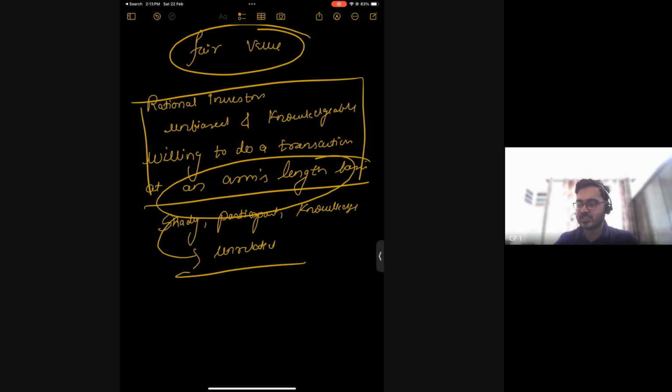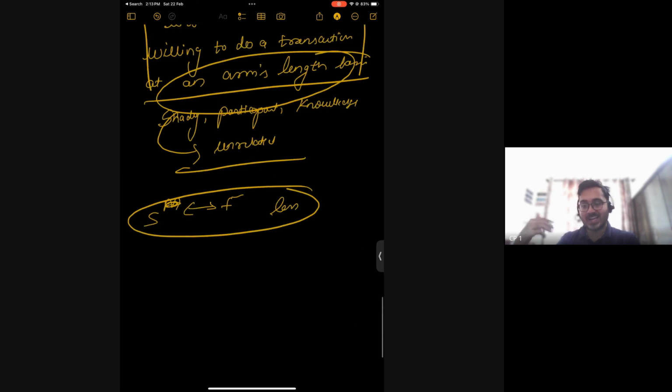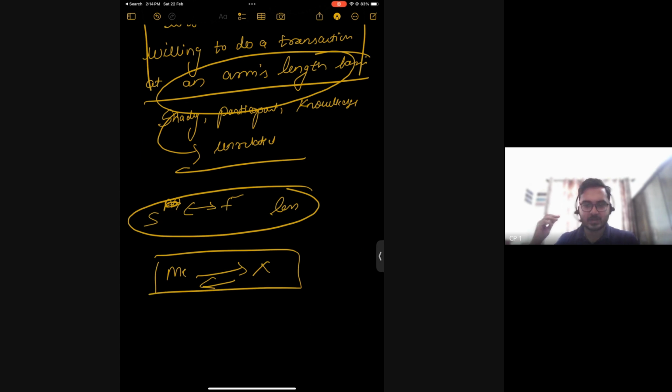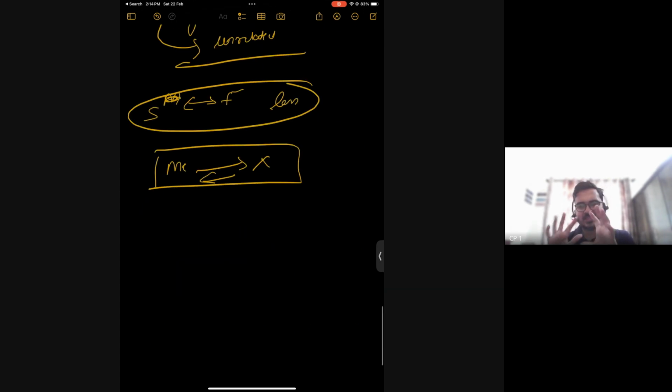Because if there is a relation between, let's just say, a son and a father, the transaction may happen at less than arm's length or something like that. But in case of unrelated parties, let's just say me and Mr. X, whom I don't know, if we end up doing a certain transaction, it is likely that the transaction is going to happen at arm's length. So again, these are high level, very fundamental or groundwork related things. These are things that you should know from a definition point of view.